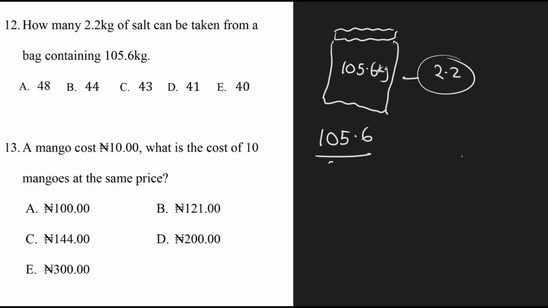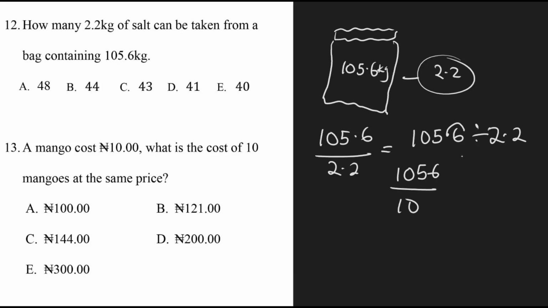105.6 divided by 2.2. So if you can do that, you'll be able to know the number of 2.2 that are contained inside this bag. Can you see? So just divide it. Remember we said it's 105.6 divided by 2.2. So the best thing is to convert this to a fraction first so that we can divide it easily. We move the decimal once, so we are going to have 1056 over 10, divided by 22 over 10.